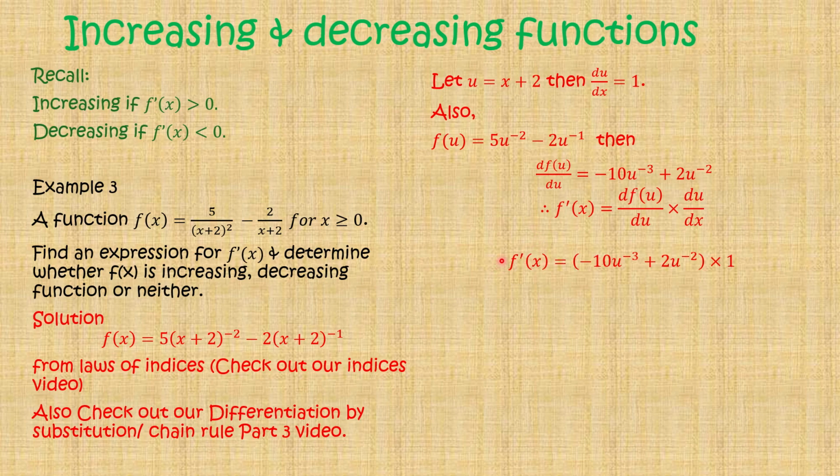Afterwards, we substitute for the u that we had assigned, so that f prime of x becomes minus 10 times (x plus 2) raised to the power minus 3 plus 2 times (x plus 2) to the power minus 2.